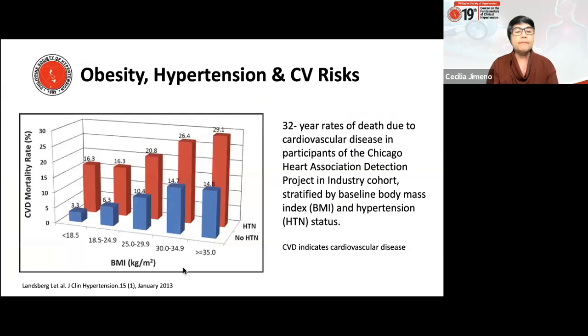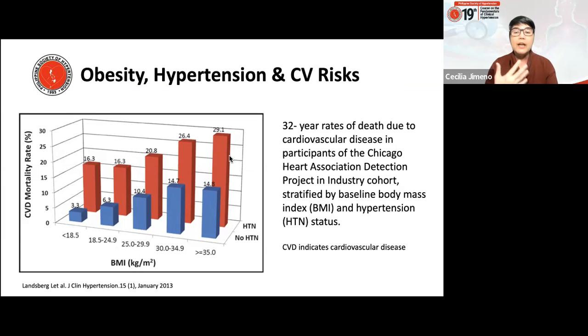We know that as the BMI increases, the risk for CV mortality also increases, whether you have hypertension, in blue, but more so if you have already hypertension. So there really is an interaction between obesity and hypertension in the way that they increase the cardiovascular risk or the risk for CVD mortality. And here you can see that in the highest BMI, more than or equal to 35, the risk for CV mortality is more than double among this group of individuals.